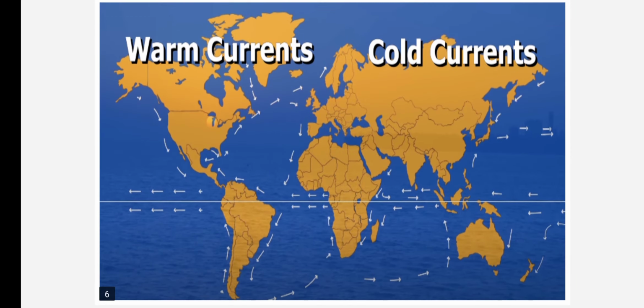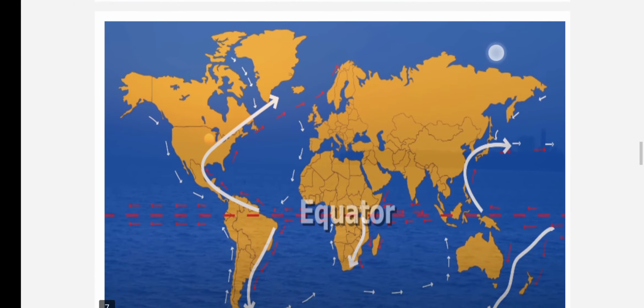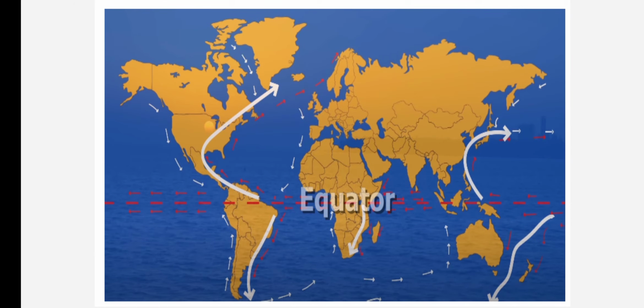These ocean currents may be warm or cold. Generally, warm ocean currents originate near the equator because that is the hottest place. It receives direct rays of the sun. That's why the water over there is very hot, and that's why the currents over there are warm. And these warm currents move towards the poles, as you can see in this picture. Okay?